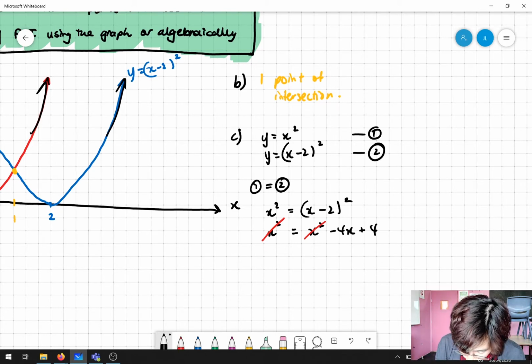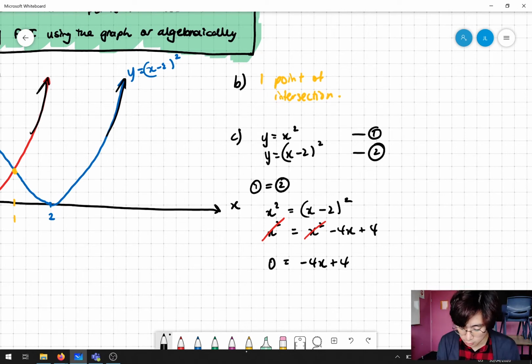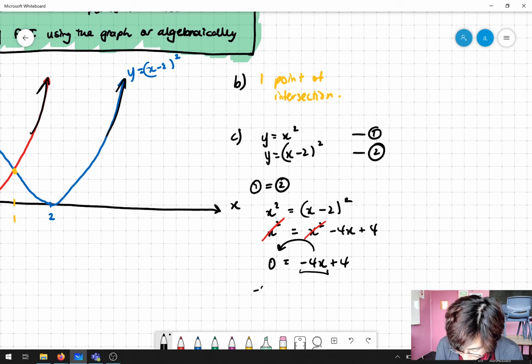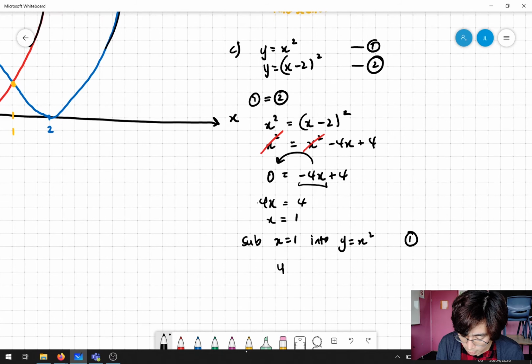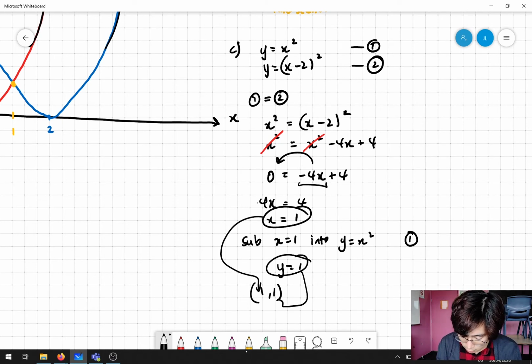And so what I'm actually solving for is -4x + 4 = 0. I'm going to move this to the other side, so 4x = 4. Actually, that's not negative 4x, it just becomes 4x = 4. And so x = 1. Then I'm going to sub that value back into my equation. So sub x = 1 into y = x squared, for example, equation number 1. And so y = 1. My point of intersection is just going to be (1, 1), which is my x value and my y value here and here.